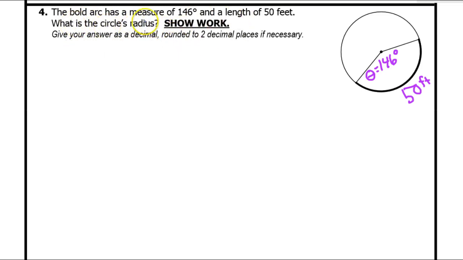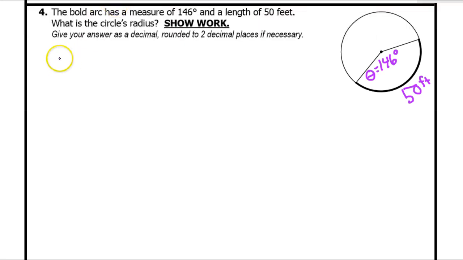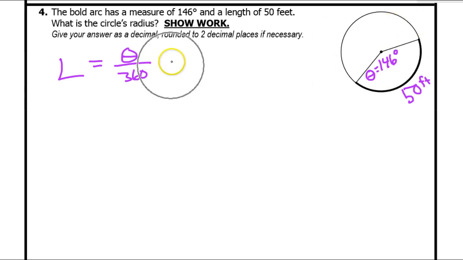So as soon as I see that we're talking about the arc length, I'm going to start by writing the arc length formula. Well, whoops, I don't mean to write A. I usually write L for arc length. The length of an arc is some fraction of the entire circumference of the circle. And the formula for the circumference of a circle is 2 pi r. So it's some fraction of 2 pi r.